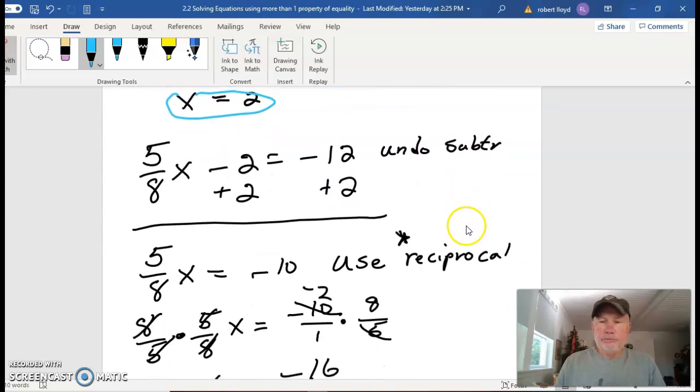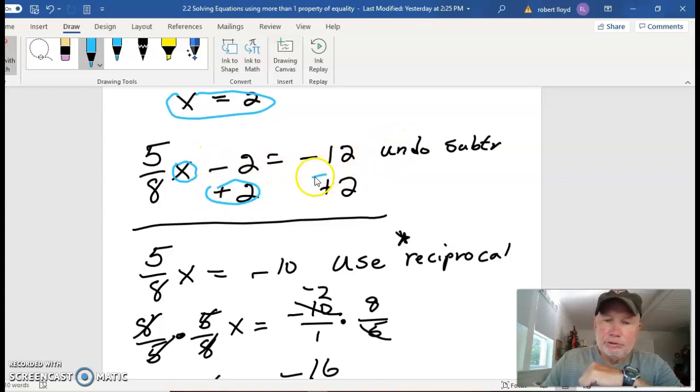The next one, I want to do that one very carefully, because this is something that can really speed up the process here. When you have a fraction in front of the variable, 5/8 is the coefficient, it tells us how many of them we have. So first we undo the subtraction. In this case, we add a +2 to both sides, and we'll get 5/8 x equals -10.